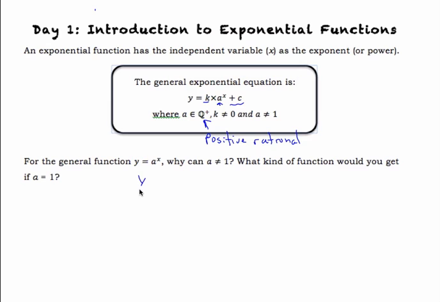For the general function y equals a to the power of x, why can a not be equal to 1? Well, if a is equal to 1, you get 1 to the power of x, and you'll always get y equals 1. So the graph of that would be just a horizontal line at y equals 1. It wouldn't even be an exponential function anymore. It would just be a linear function, a horizontal line. So that's why a cannot be equal to 1. It has to be some other positive number.